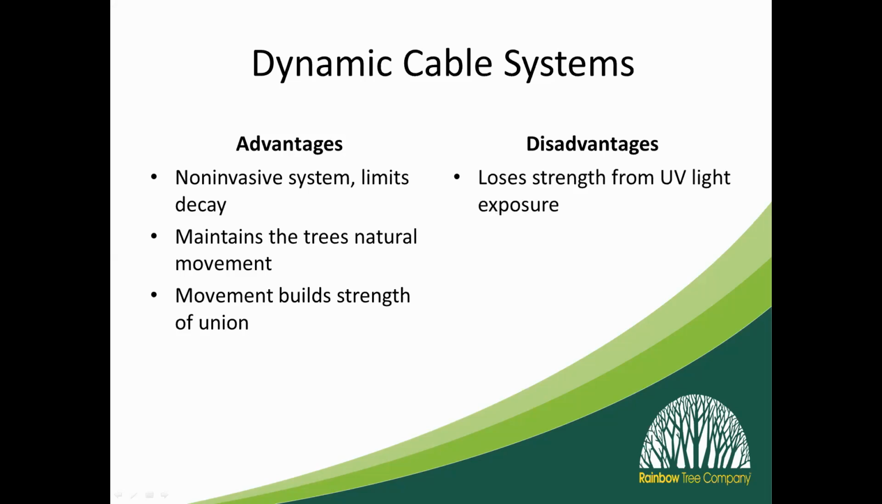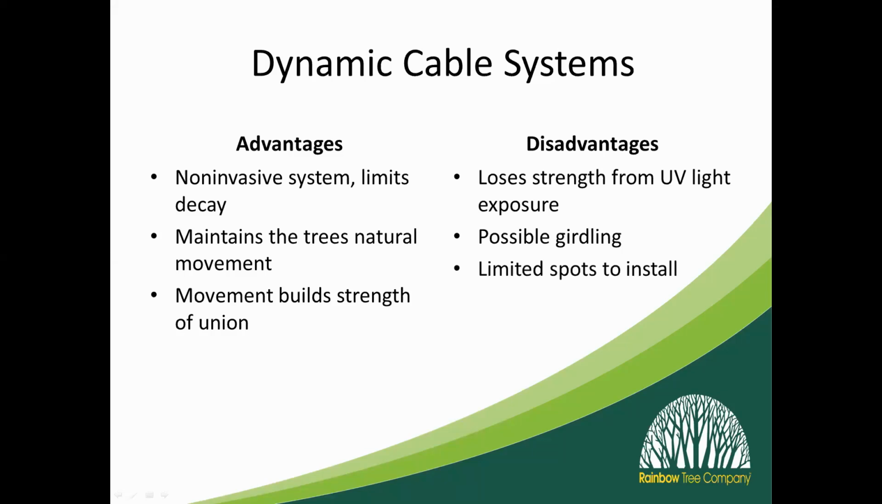Dynamic cables also have some drawbacks. One drawback is that they lose strength over time due to UV light exposure. That's why regular inspections are necessary when installing these. They also have the potential to girdle what they're anchored around if installed improperly. If they're installed too tightly around the limb, or if they're left too long and the limb then grows, it can actually girdle that area of the tree, and that will kill the top of the tree out. We do not want to have that happen.